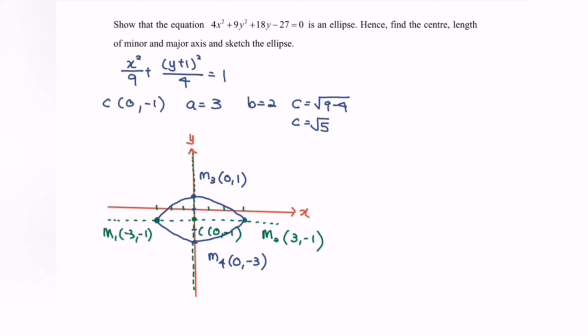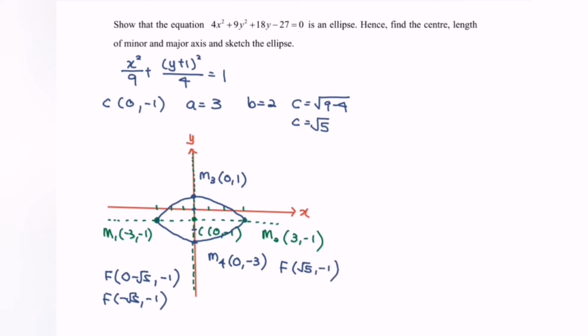Next is to determine the foci. So the focus will be moving towards the left for square root of 5 units. Meaning that we have 0 minus square root of 5, and we have -1. So the focus will be negative square root of 5, -1. Next, we have another focus, which is 0 plus the square root of 5. So we will have square root of 5, -1. So kindly refer to the question.